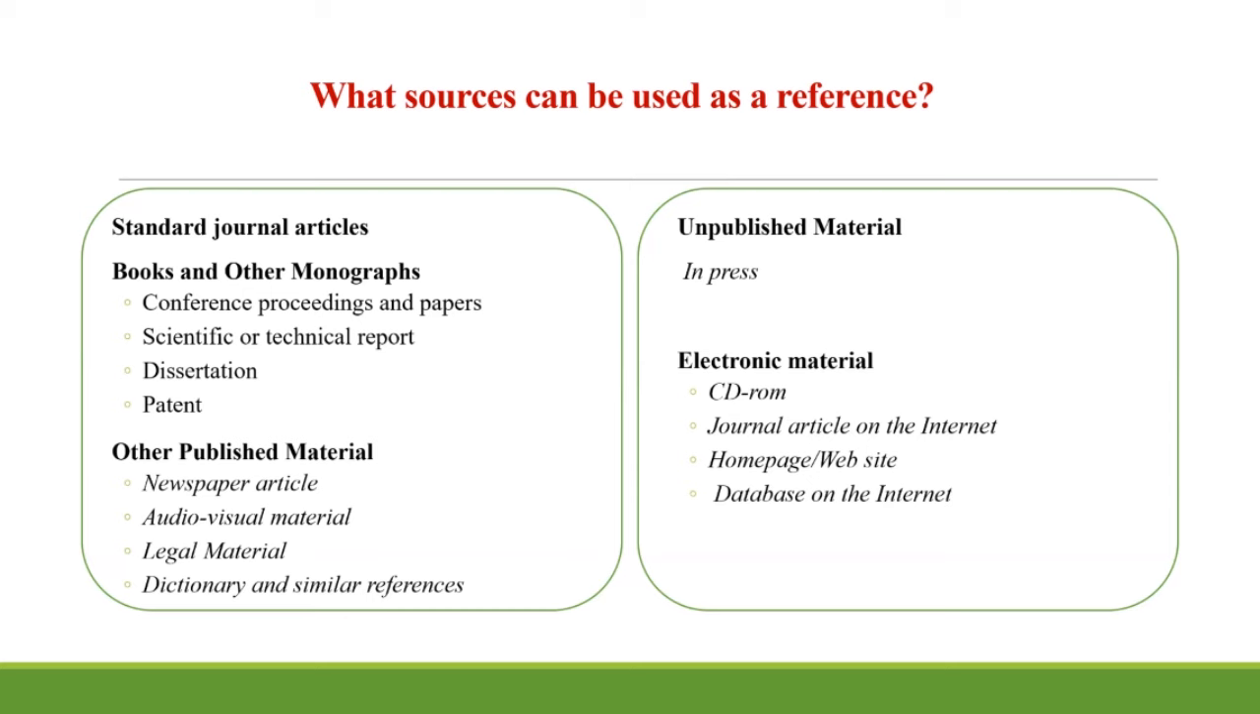So, what sources can be used as a reference? Standard journal articles, books and other monographs, conference proceedings and papers, scientific or technical reports, dissertations, patents. Other published material: newspaper articles, audiovisual material, legal material, dictionaries and similar references, unpublished material in press, electronic material, CD-ROM, journal articles on the internet, home page websites, databases on the internet.